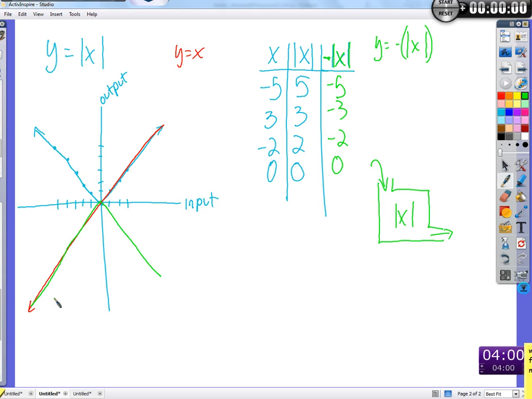So the one you just graphed. Which one, the green one? Yeah, the green one. But you have positive x values there. X values, yes. Y values. The y values are the ones that are always going to be... Well, first positive, because of the absolute value, and then always negative, because of this negative sign.